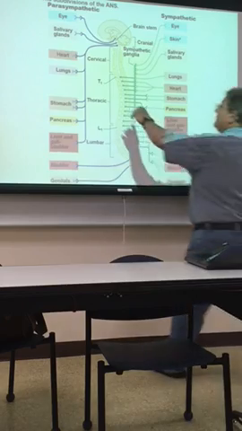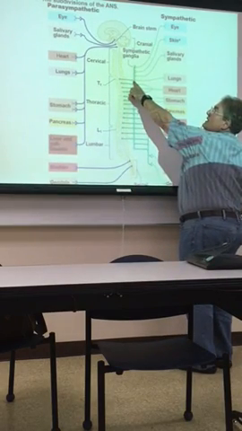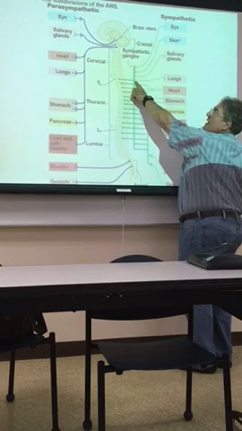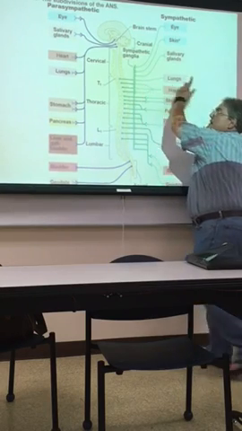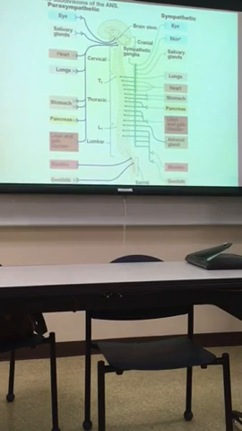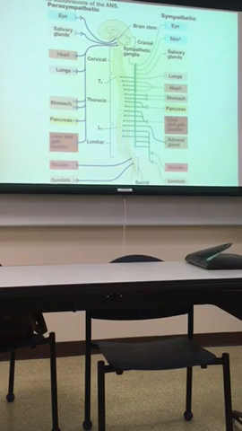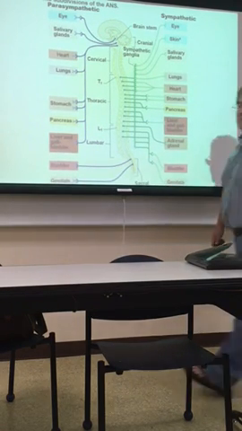So I've got my preganglionic neuron coming into this ganglia, synapsing then with a postganglionic neuron in the ganglia, and then the postganglionic neuron goes out to the effector to carry the signal. Big difference we see here in purple. We see the sympathetic architecture.